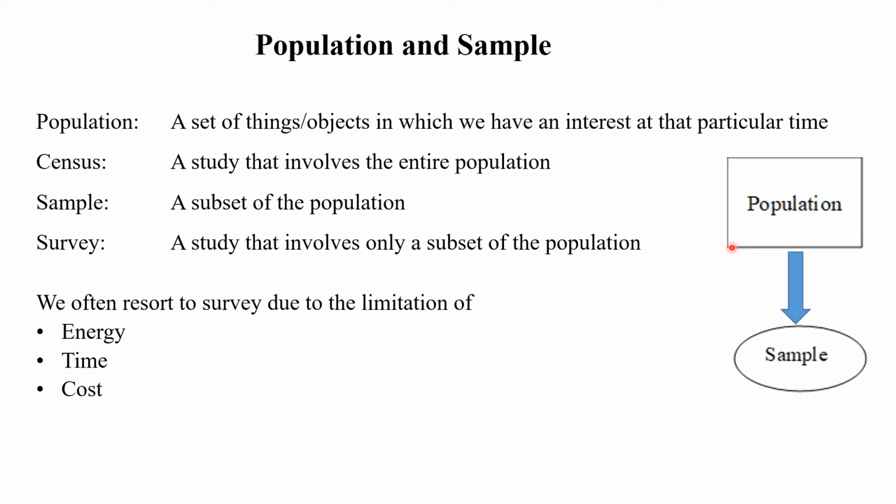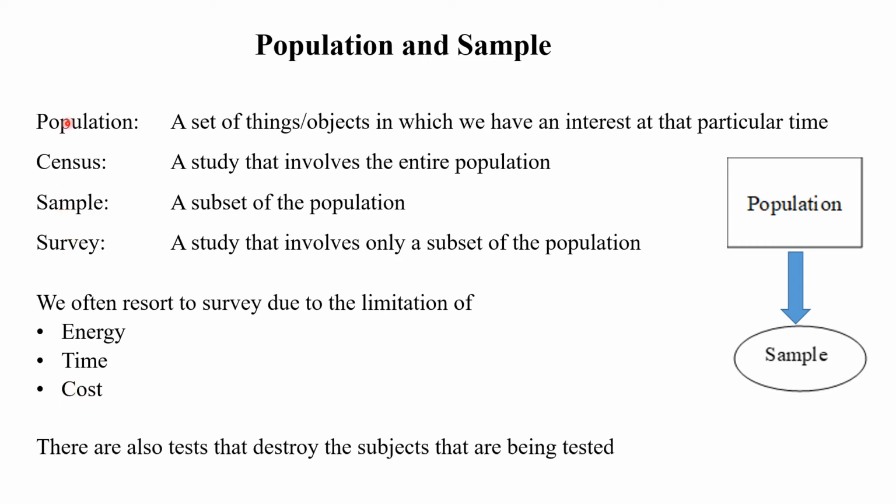Now, we often resort to survey rather than census because of limitation of resources, energy, time, and cost. In short, we call it ETC. Therefore, we resort to a survey, taking a sample from the population.